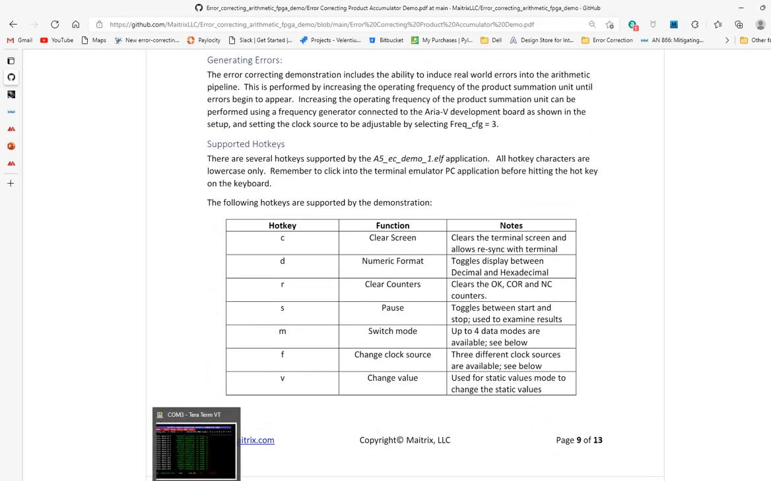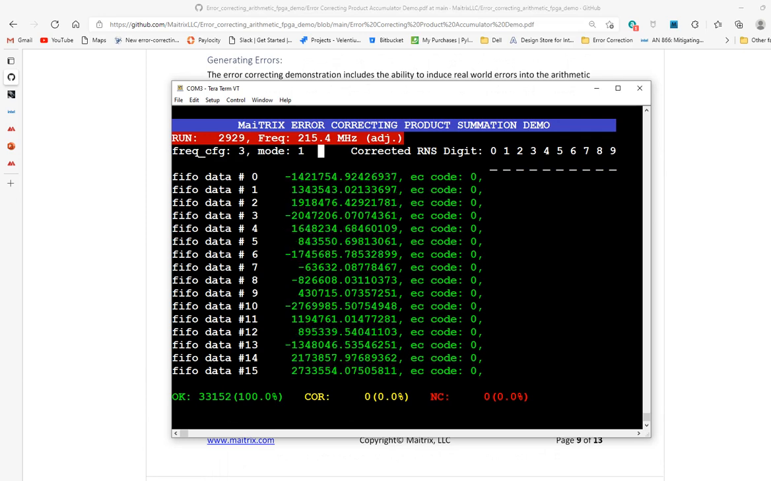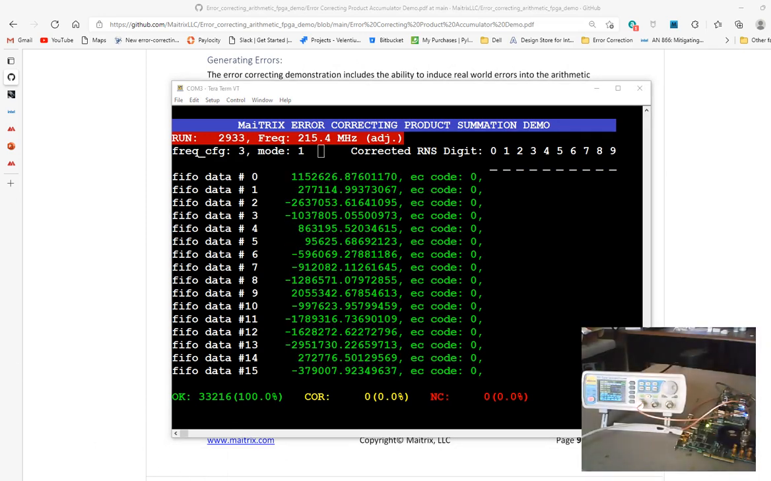Okay. So if we go back to the demonstration, I'm going to go ahead and enable the camera now. And so you should be able to see the actual apparatus actually running. And note that I have a function generator connected to the product summation demonstration.